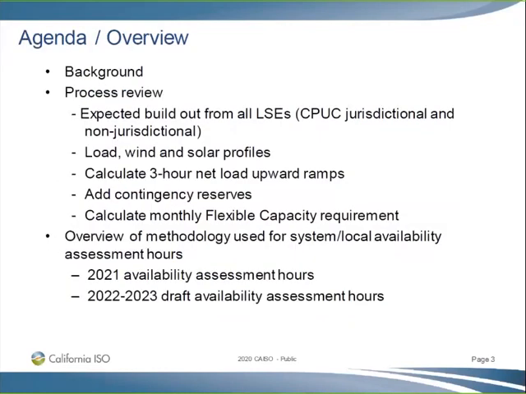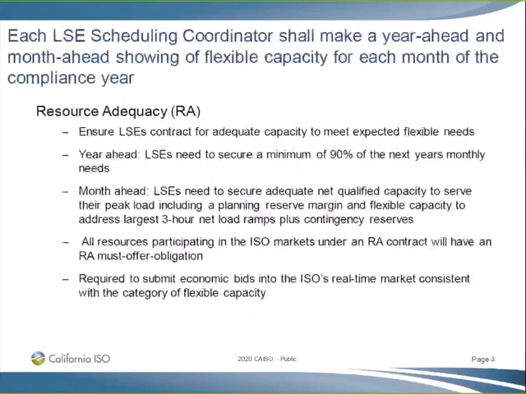Just so the agenda for today's call, we'll go over some background and process review, so expected build out from all LSEs, load, wind, and solar profiles, calculating 3-hour net load upward ramp, adding contingency reserves, and then calculating the monthly flexible capacity requirement. And then we'll go over the methodology used for system local availability assessment hours, and this is the availability assessment hours for 2021, and then the draft availability assessment hours for 2022 and 2023. So with that, I will hand it over to our first presenter, Clyde.